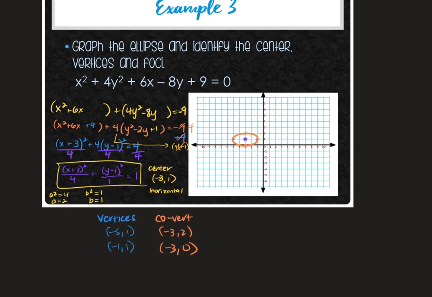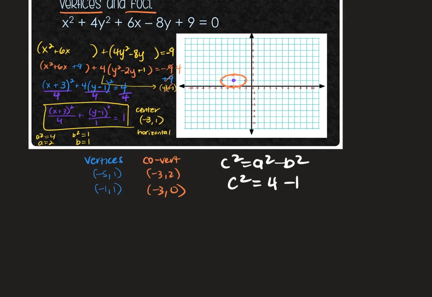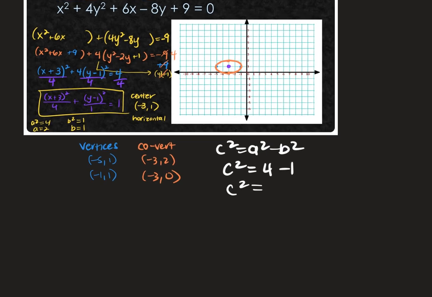Now this time it said identify the center, the vertices, which usually include both vertices and co-vertices. Sometimes your WebAssign doesn't ask you for both. And the foci. So now we've got to find the foci. We said c squared equals a squared minus b squared. C squared would equal 4 minus 1. C squared would equal 3, and c would equal the square root of 3.